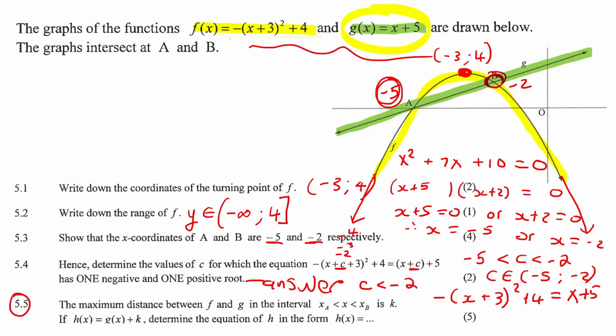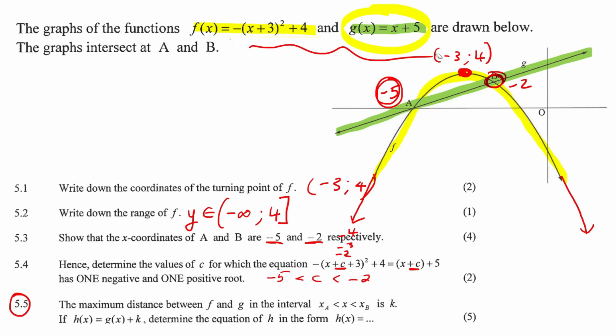Now, this last one, for 5 marks, says that the maximum distance between F and G in some interval over here, don't worry when you look at that, I know it doesn't look nice, is K. The maximum distance between F and G between A and B is K. If H is equal to that, determine the equation of H in the form. Okay, so this looks horrible. I totally agree. But I'll show you. It's actually quite an interesting question.